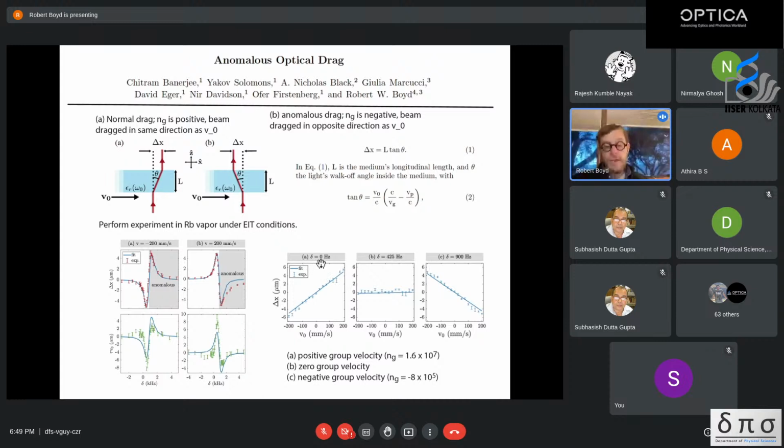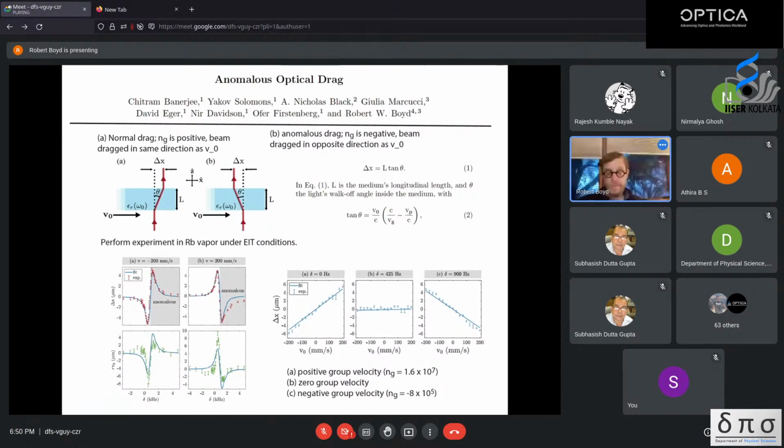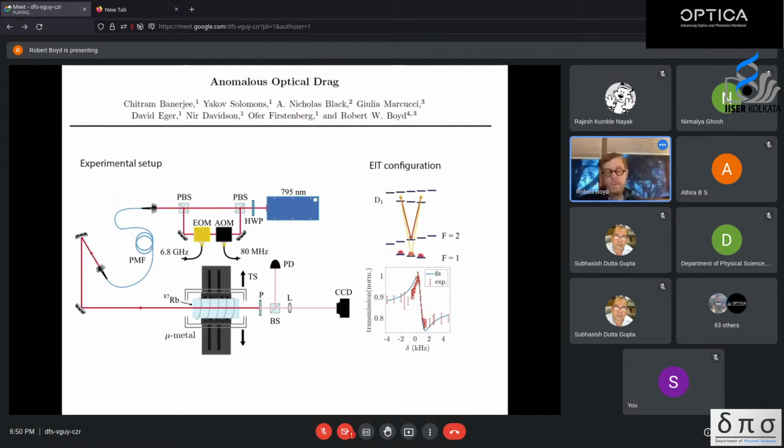Depending on how much we are detuned from the two-photon resonance, we can either get a positive light drag, a negative light drag, or no light drag at all, if we're at a position where the refractive index is not changing with frequency. So that is work in progress. And this is the experimental setup, but let's not go through it in detail. I don't think we need to.